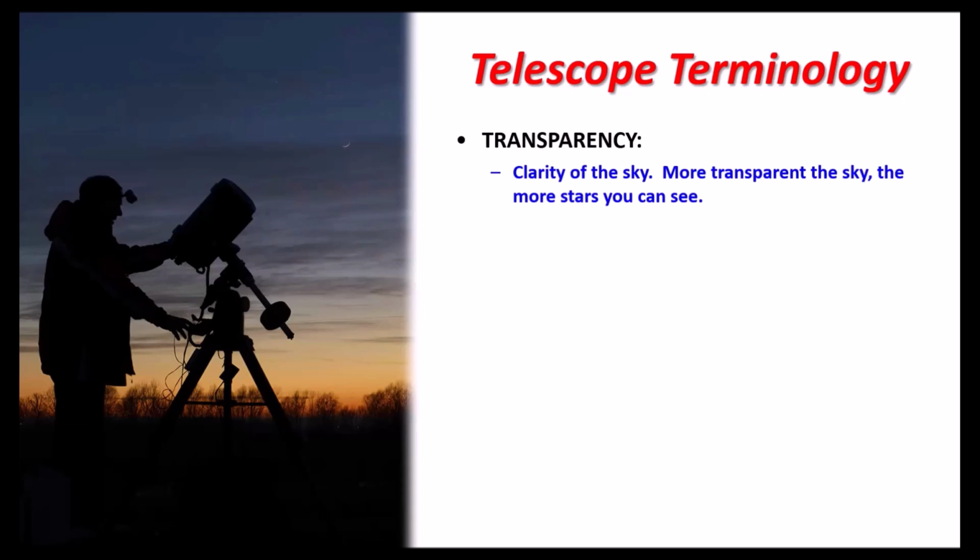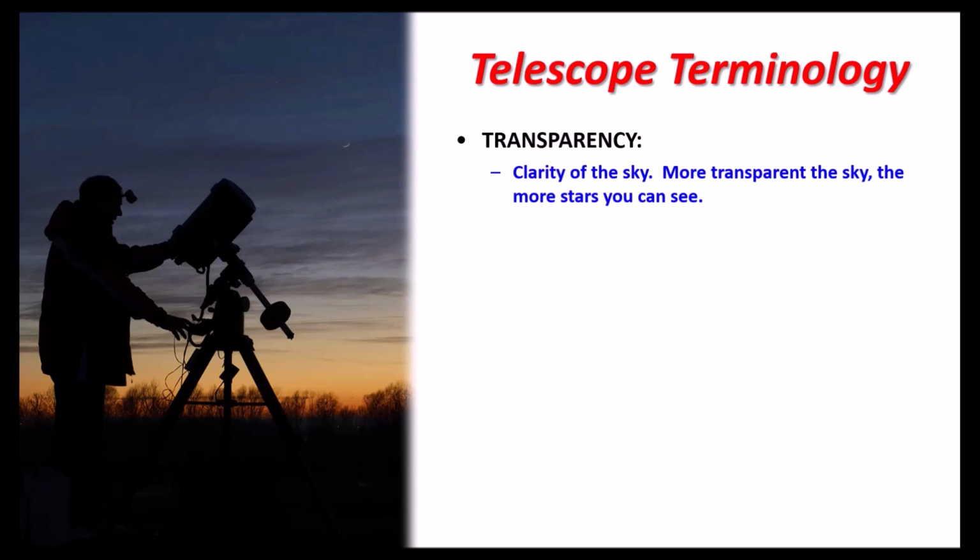Okay, so another important term here is transparency. This is relevant for your unaided eye, binoculars, or a telescope. Transparency refers to the clarity of the sky, and the more transparent the sky, the more stars you can see.